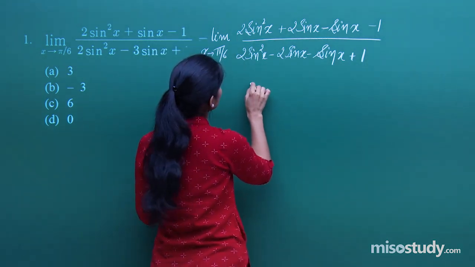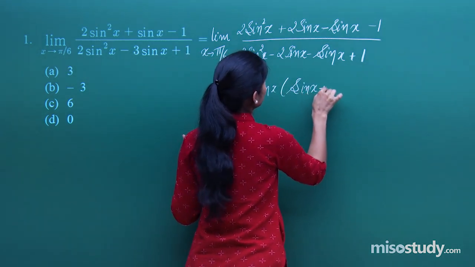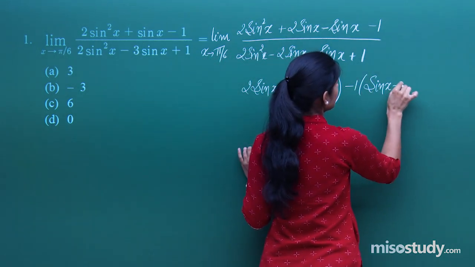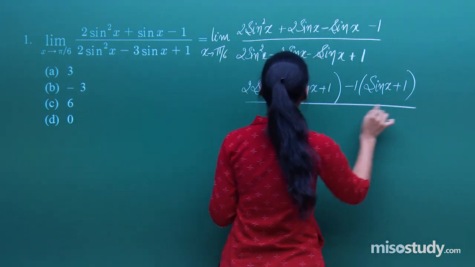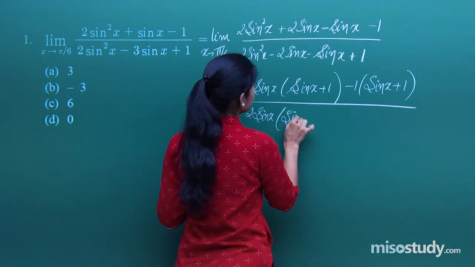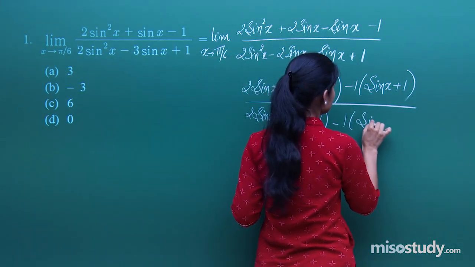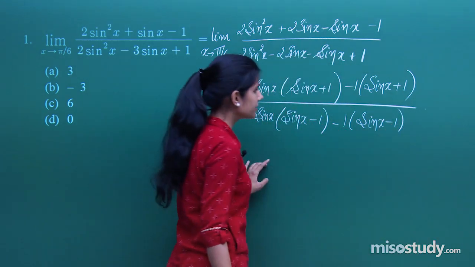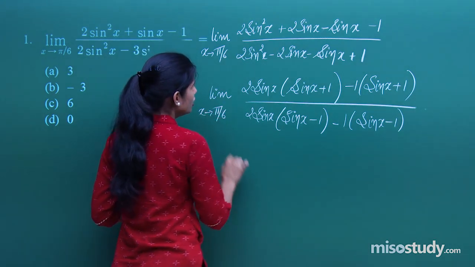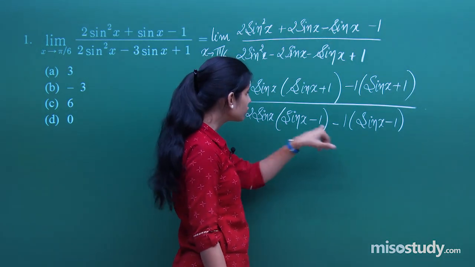So what happens in the numerator? Your 2 sine x comes out common. You are left with sine x plus 1 minus 1 sine x plus 1. In the denominator you have again 2 sine x common. Sine x minus 1 minus 1 sine x minus 1, and again limit as x approaches pi by 6. So clearly you can see you have sine x plus 1 into 2 sine x minus 1, sine x minus 1 into 2 sine x minus 1.